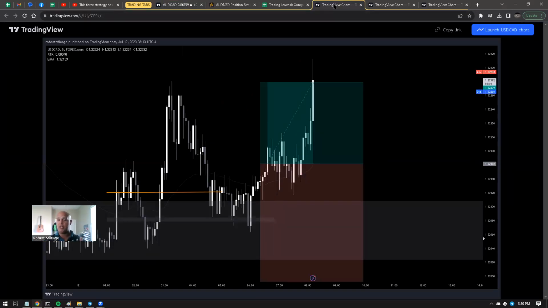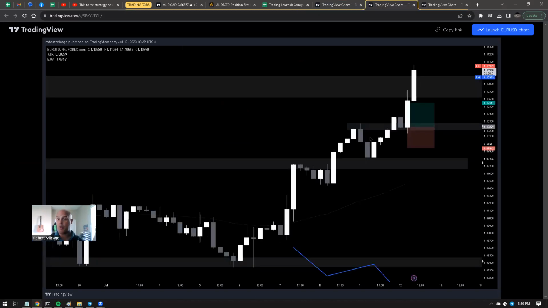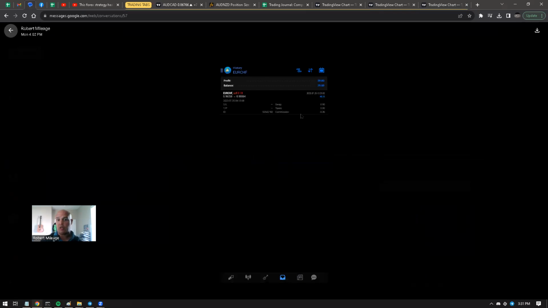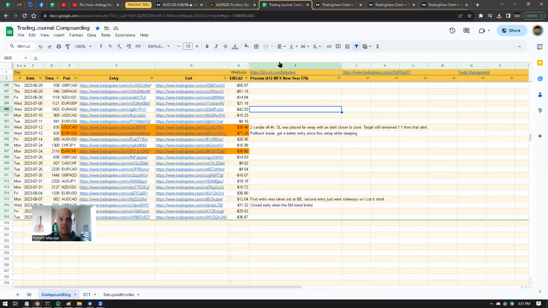So there's that USD CAD trade. It was just a bounce off of a support. Here is the break and retest on EURUSD. And then EURCHF was just a break and retest of resistance. And so those trades worked out really well. I think I track them all in my journal here. And so there's my trades as everything panned out.